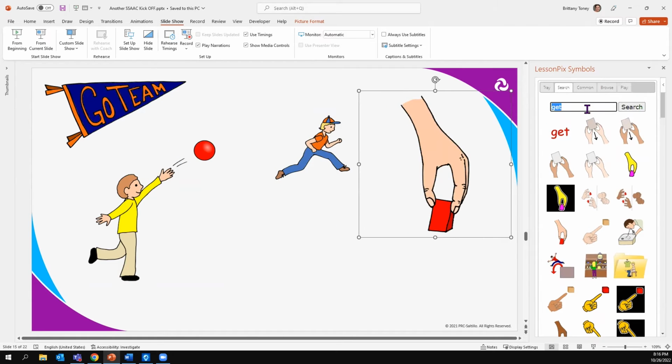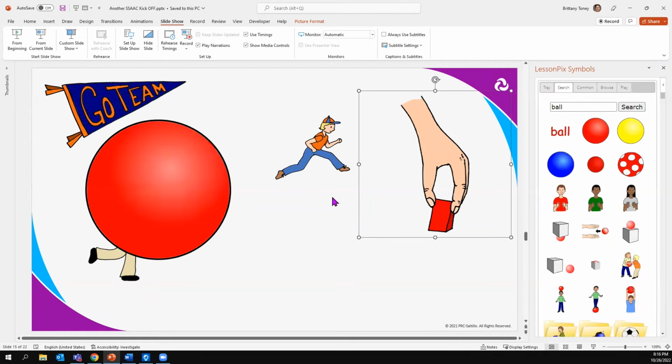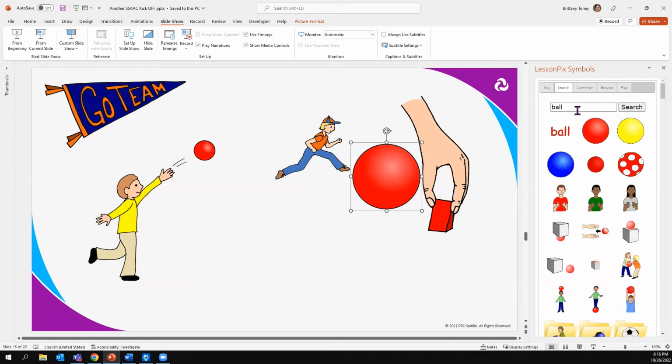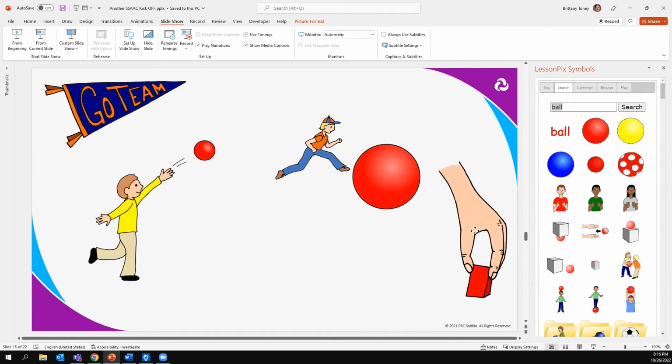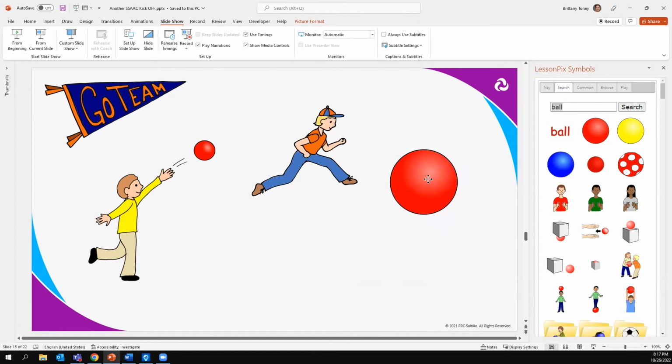Yeah, get is hard to think of a picture for. That's definitely one that we can talk through in context. But that's okay, because then Unity will show you what that word looks like. And I like the word kick too. Even with these few pictures that we have here, we can still talk about what they're doing, right?